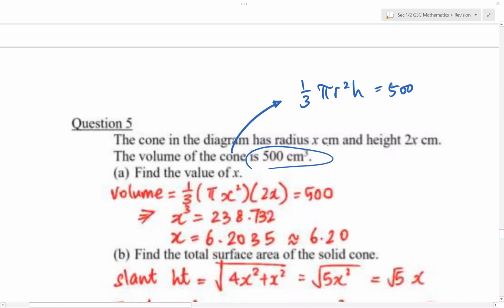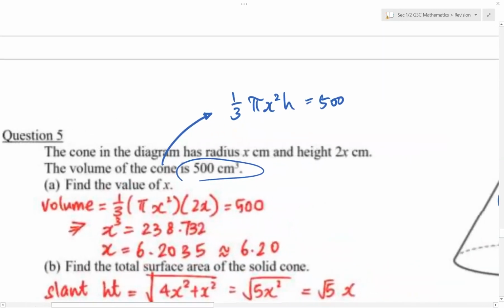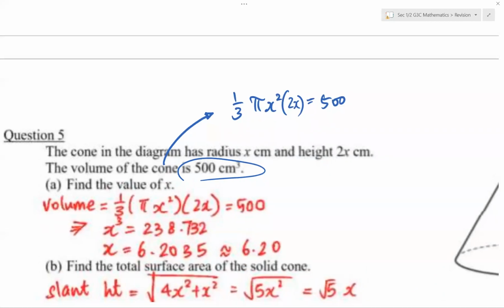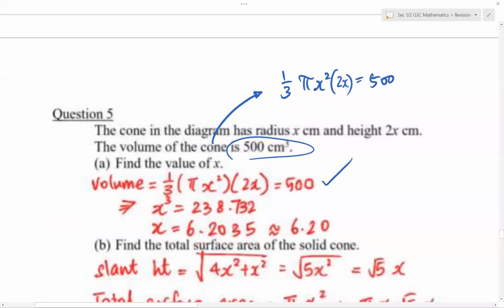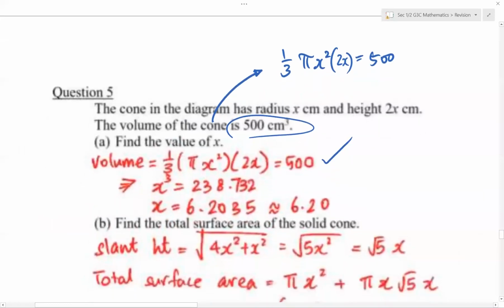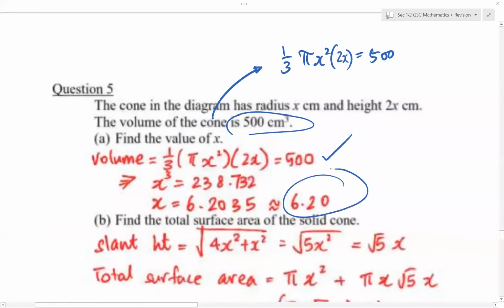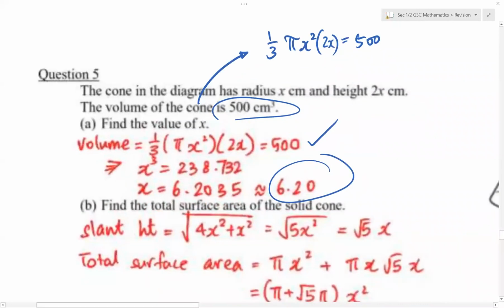The radius is x. Okay, in my formula, radius r becomes x. Height, in my formula, it is h, but in the question, it is 2x. So 1/3 pi x squared times 2x is 500. I have formed an equation already. It is one equation with one unknown. Surely you can solve it. So x is approximately 6.20 to 3SF.